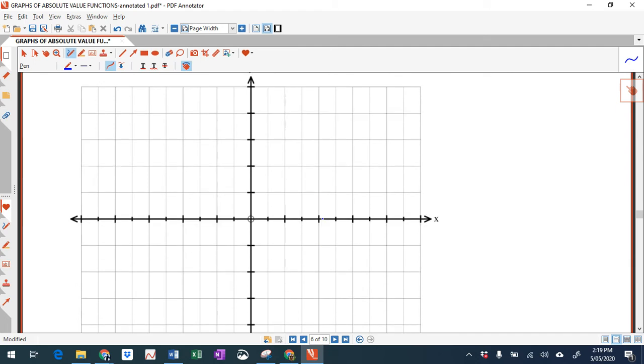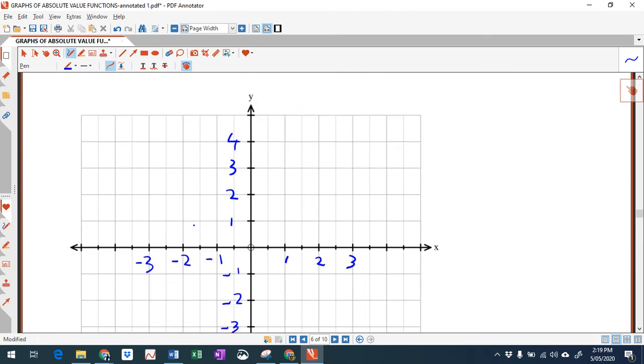We can now go to our number plane, put some numbers down here. So if I put 1 there, 2 there, 3 there, 1, 2, 3, 4, minus 1, minus 2, minus 3, negative 1, negative 2, that'll do. So if you go back to your vertex, what is it? It is 2.5, negative 1, so 2.5, negative 1 is here. There's my vertex.